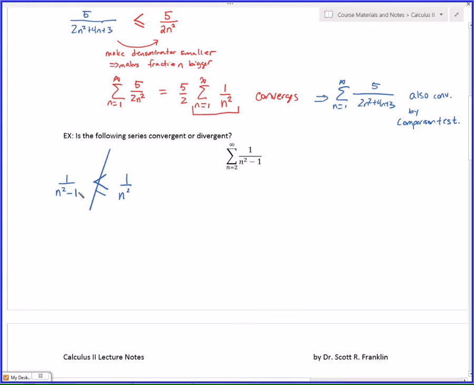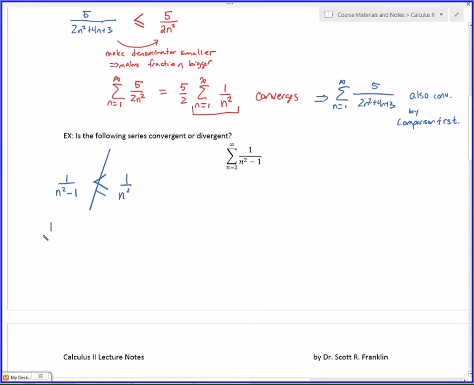Right? Because if I take away this minus 1, I'm actually making the bottom of the fraction bigger, right? Because n squared minus 1 is a smaller number than just n squared. So if I throw away the minus 1, n squared is going to be bigger of those two. And if the denominator's bigger, then the whole fraction is smaller.